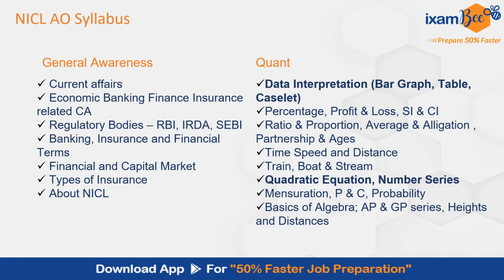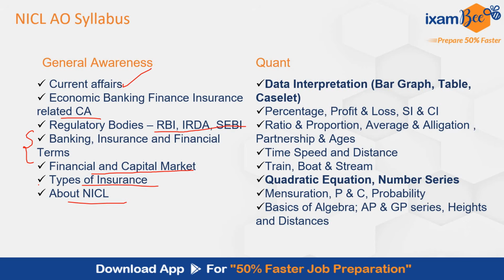Then general awareness, current affairs is a must. Economic, banking, finance, insurance related current affairs is very important. Know about news related to regulatory bodies, RBI, IRDA, SEBI, banking, insurance, financial terms you should know of, financial and capital market, another area that you should be aware of, types of insurance, about NICL. These are the areas that you should be prepared for general awareness.